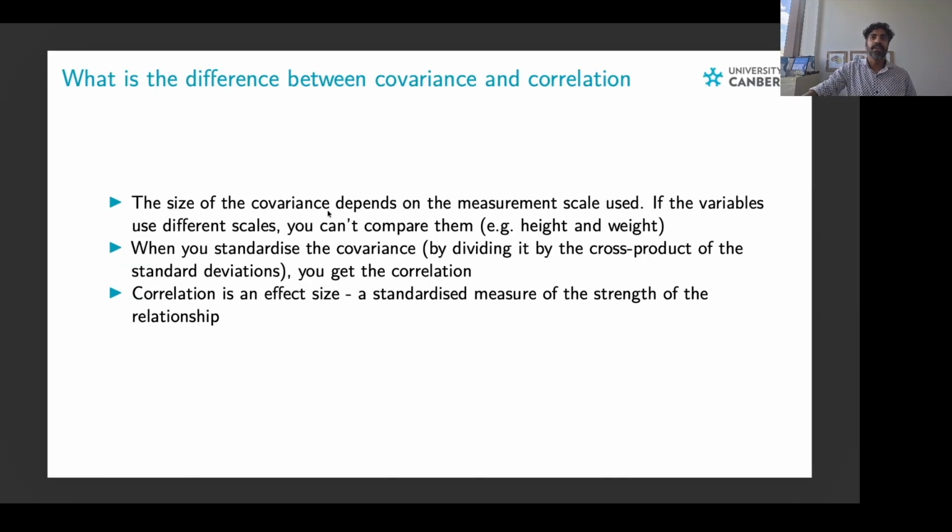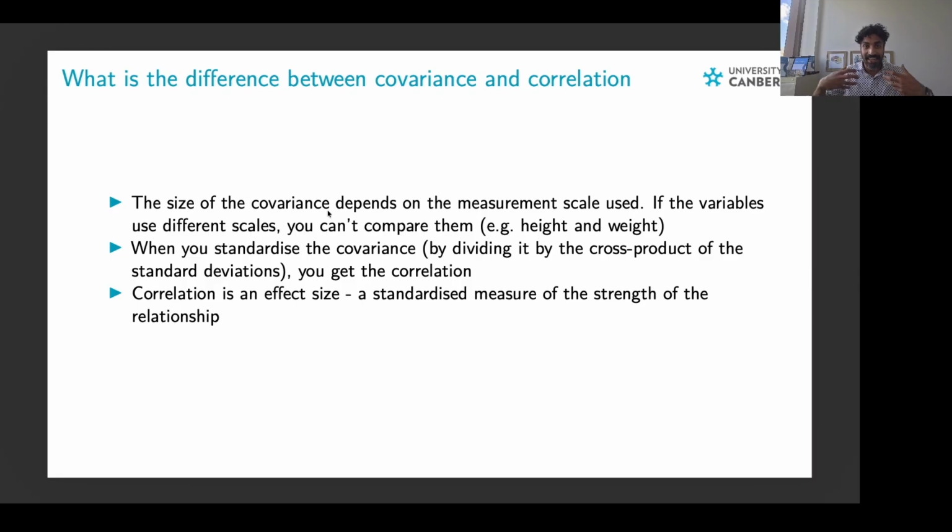So what's the difference between covariance and correlation? The size of covariance depends on the measurement scale used. If the variables use different scales, you can't compare them. For example, if you take covariances of heights of men and women, and then the weights of men and women, you wouldn't be able to compare them at all. But when you standardize the covariance, dividing by the product of the standard deviations, you get a correlation, and you can compare. Maybe the correlation of heights is 0.7 and weight is 0.6.